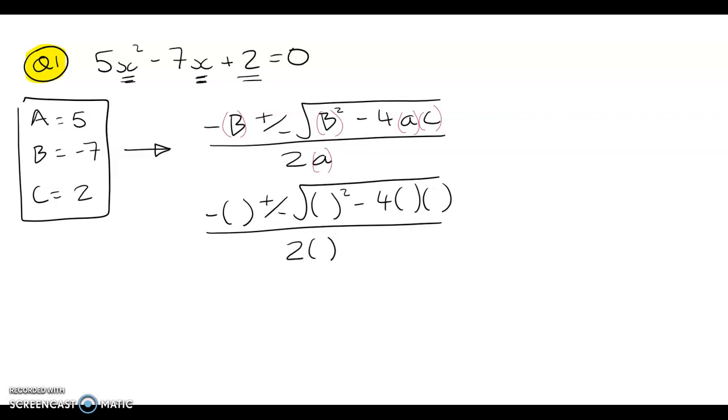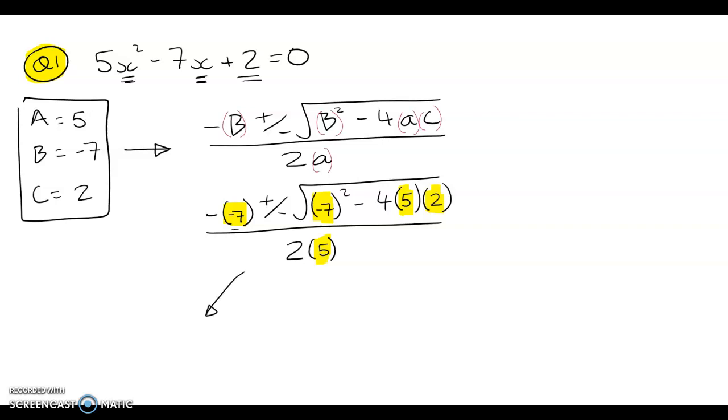Now fill in each of those brackets. So fill in here, here, here, here, and here. Well, B goes into the first one, so B is minus 7. B also goes in here, so that's minus 7. A comes next, and A is 5. Then C, and C is 2. Then down the bottom we have an A, and A is 5.